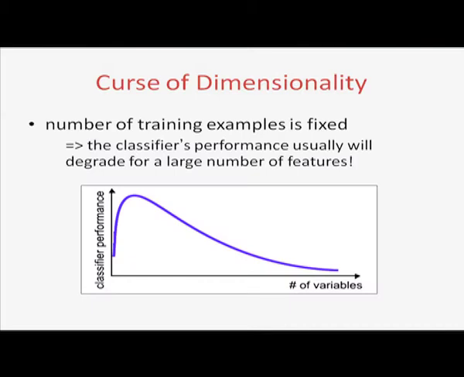If you look at the slide, this is one typical scenario. If you keep the number of training examples fixed and the training set is not extremely large, then typically what may happen is that when you increase the number of features, initially the classifier performance may go up, and then the classifier performance may be degraded. Why can it be so?